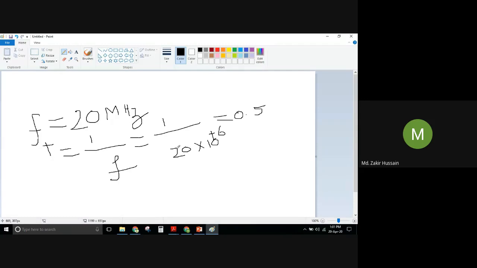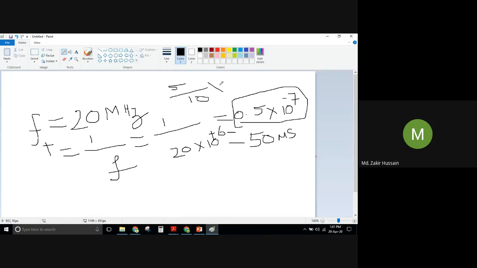Is it not? 1 by 2 is 0.1. This is 10 to the power of minus 7. Correct me if I'm making any mistake here. So this is something like 50 microseconds. How 50 microseconds? If you take this one, that is 5 divided by 10 into 10 to the power of minus 8. This is 50 nanoseconds. So this 500 is nanoseconds. 500 nanoseconds. That's 50 nanoseconds, no?